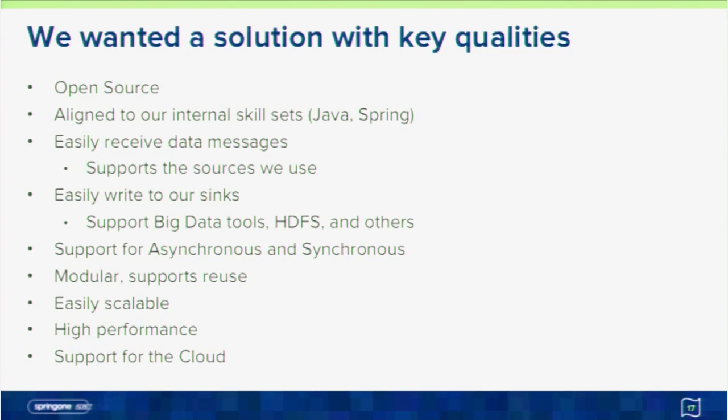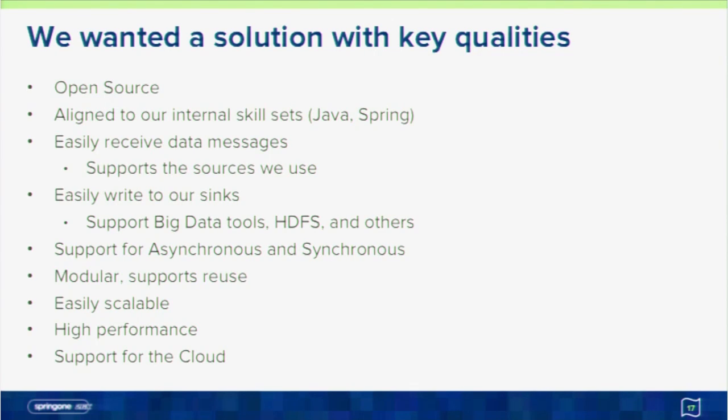We wanted that solution aligned to our internal skill sets, which means we wanted it to be Java, and we preferred Spring, because our internal framework uses those. We wanted it to be easily able to receive messages from the applications in our inventory, which means we wanted support for what we were doing today, which is JMS or HTTP. We wanted it to be able to write to the syncs that were most relevant for what we were doing: HDFS, Kafka, Mongo, relational databases, file.